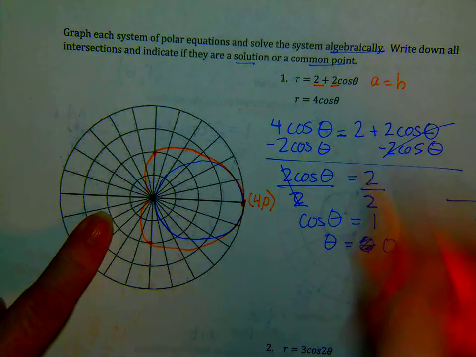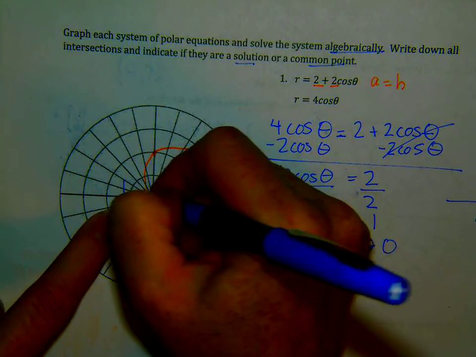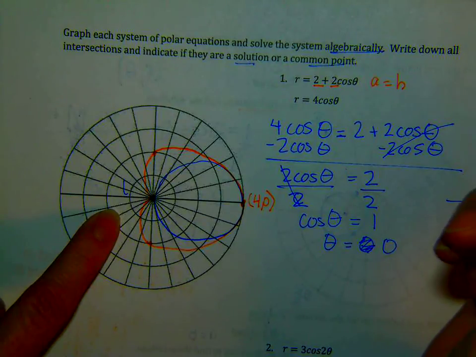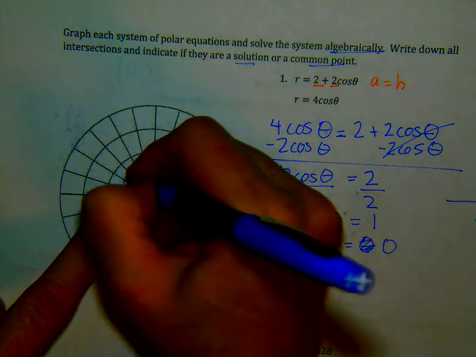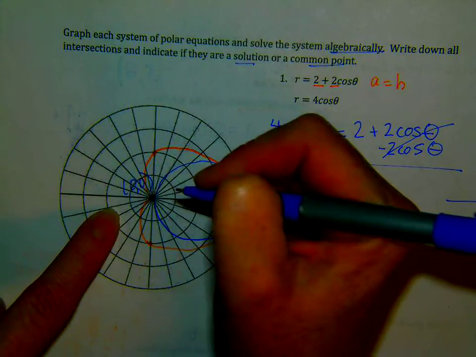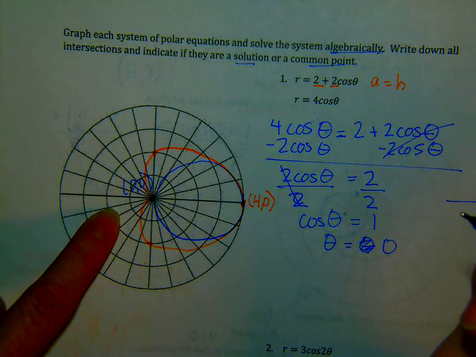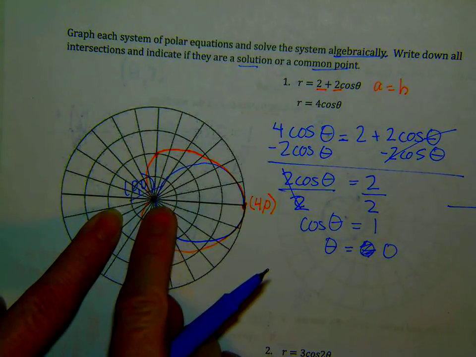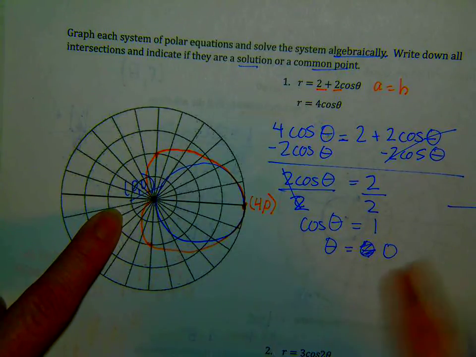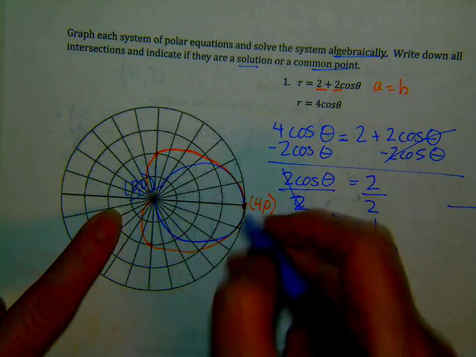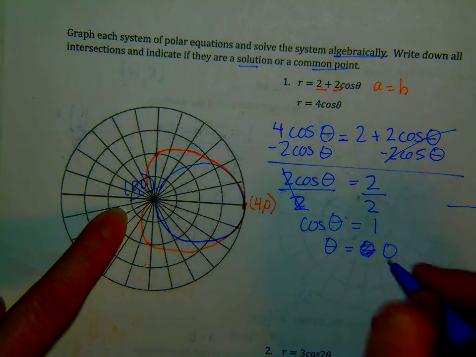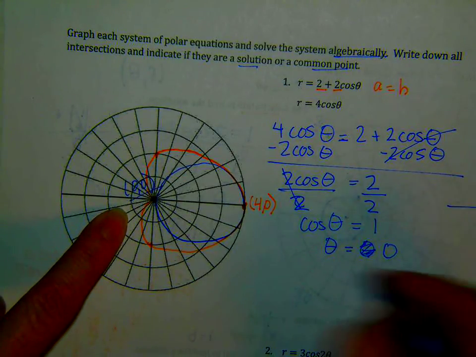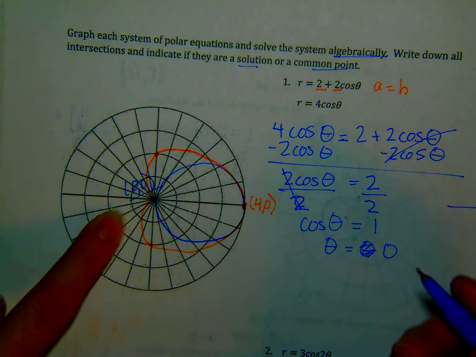The origin is a common point, because the origin is your common point. So the point where theta is equal to 0 is your actual solution, where the origin itself is your common point.